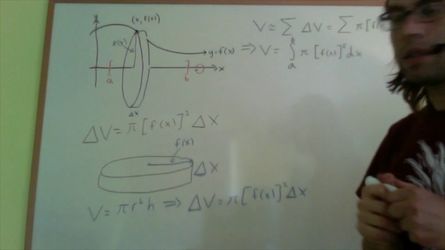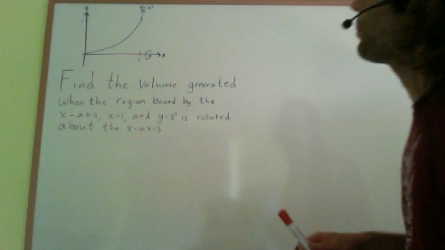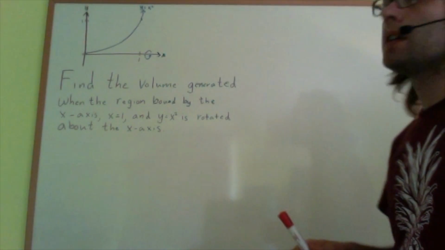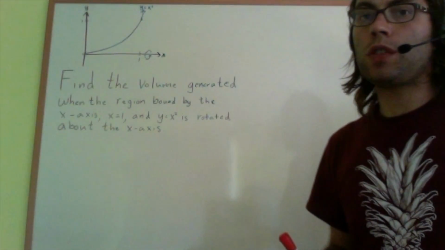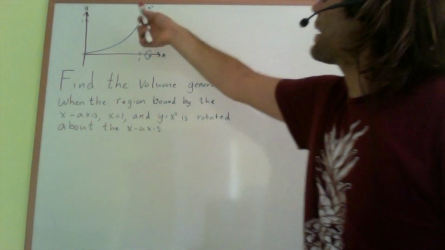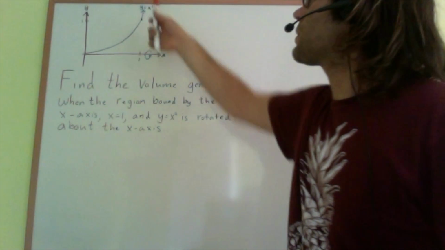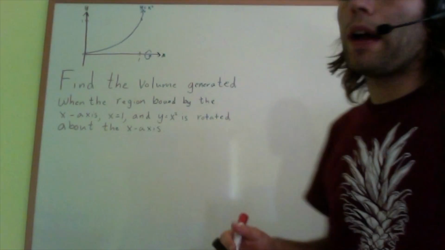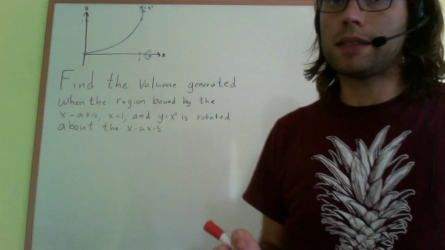Okay, let's try some examples. The problem is finding the volume generated when the region bound by the x-axis, x equals 1 and y equals x squared, is revolved around the x-axis.